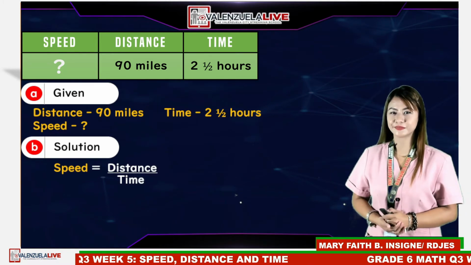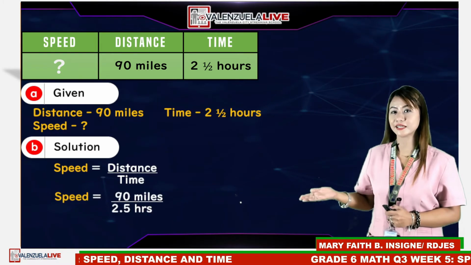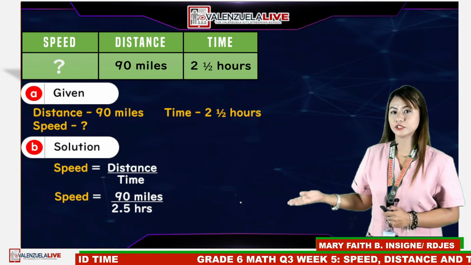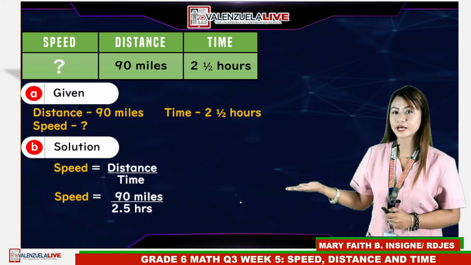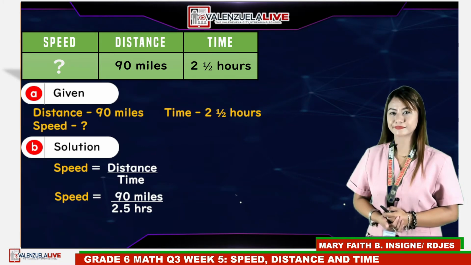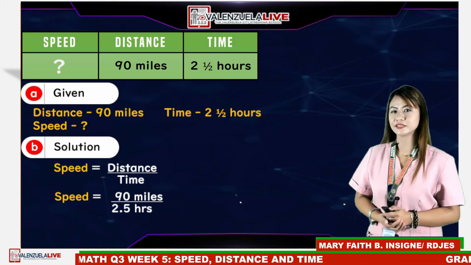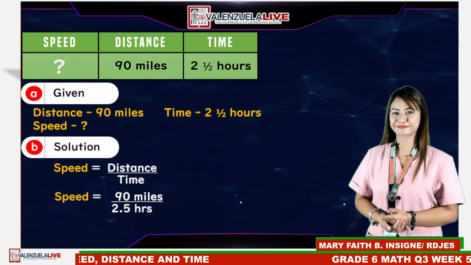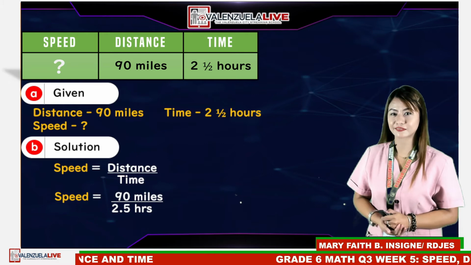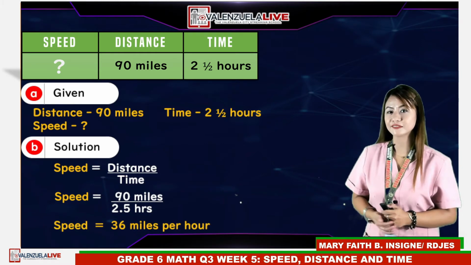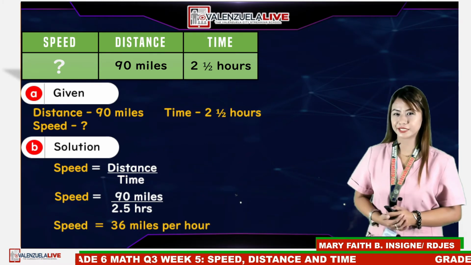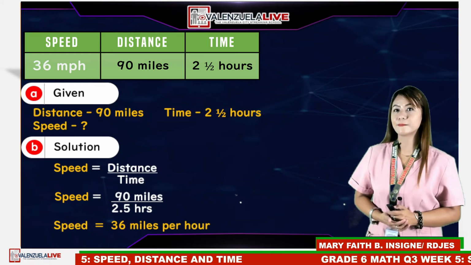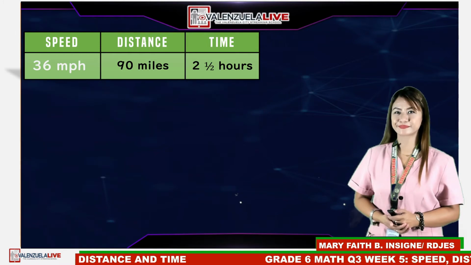Let us solve now. The distance is 90 miles while the time is 2.5 hours, or equivalent to 2 and 5/10 hours in decimal. We have to divide 90 and 2 and 5/10. So what will be the answer? Very good. It's 36. Then the unit measure is miles per hour. Therefore, the final answer is 36 miles per hour.